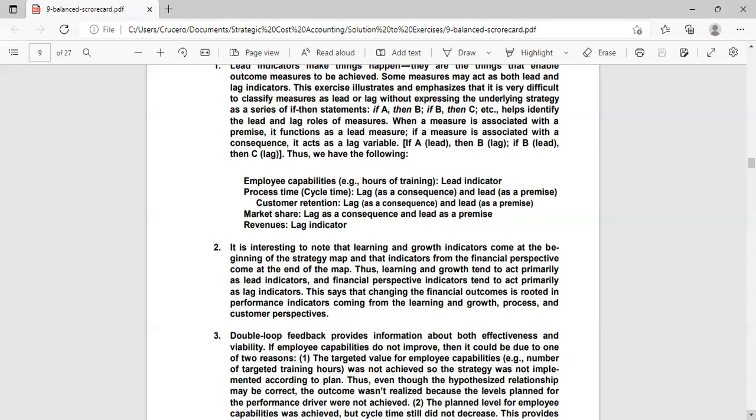So the strategy was not implemented according to plan. Thus, even though the hypothesized relationship may be correct, the outcome wasn't realized because the levels planned for the performance driver were not achieved. The planned level for employee capabilities.